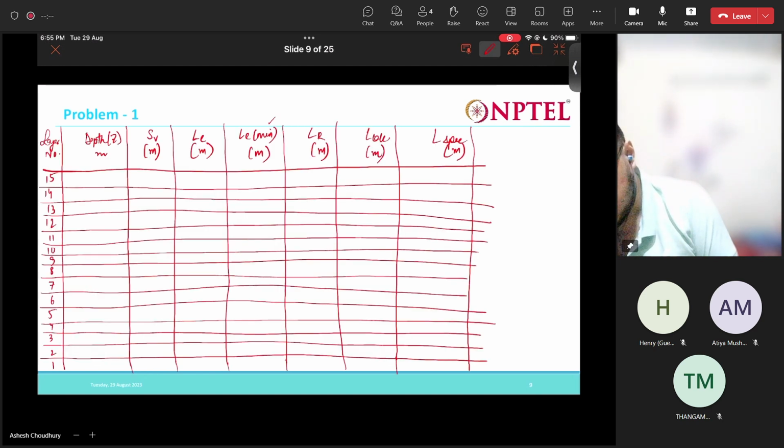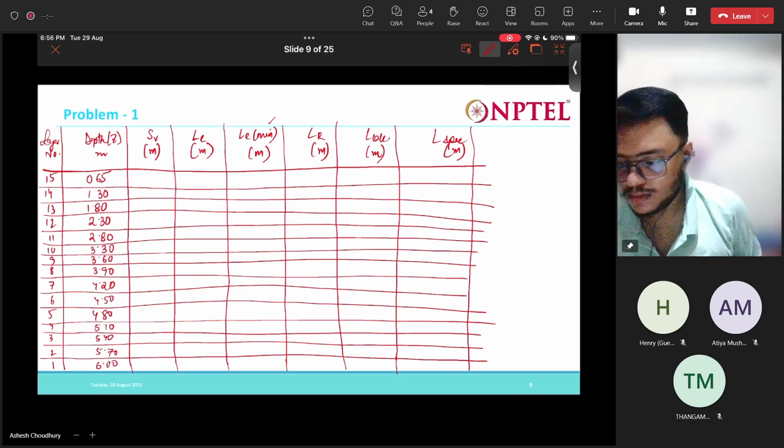So layer 15: 0.65, 1.30, 1.80, 2.30, 2.80, 3.30, 3.60, 3.90, 4.20, 4.50, 5.0, and 6.0.